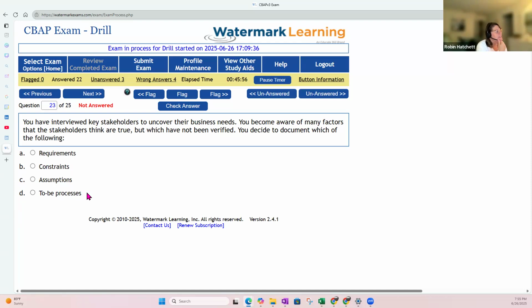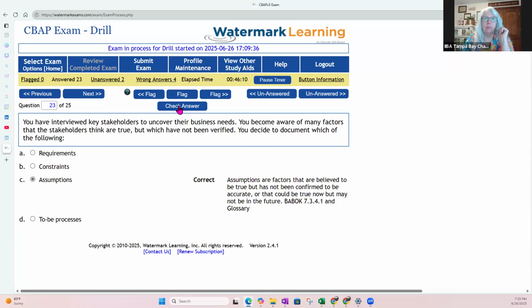Assumption. I'm thinking they're true, but not verified, so assumptions. If they are believed but not verified, we're going to call them assumptions. Even if we verify them and they come out to be true, until we verify them, they're assumptions.